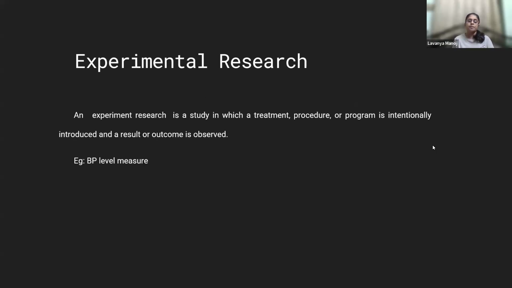Experimental research. This research is a study in which a treatment, procedure, or program is intentionally introduced and the result or outcome is observed. So, the discovery of penicillin, the solution for smallpox. It was not experimentally done. It was not purposely, intentionally done to come up with a solution for this disease called smallpox, which was a deadly disease at that time.